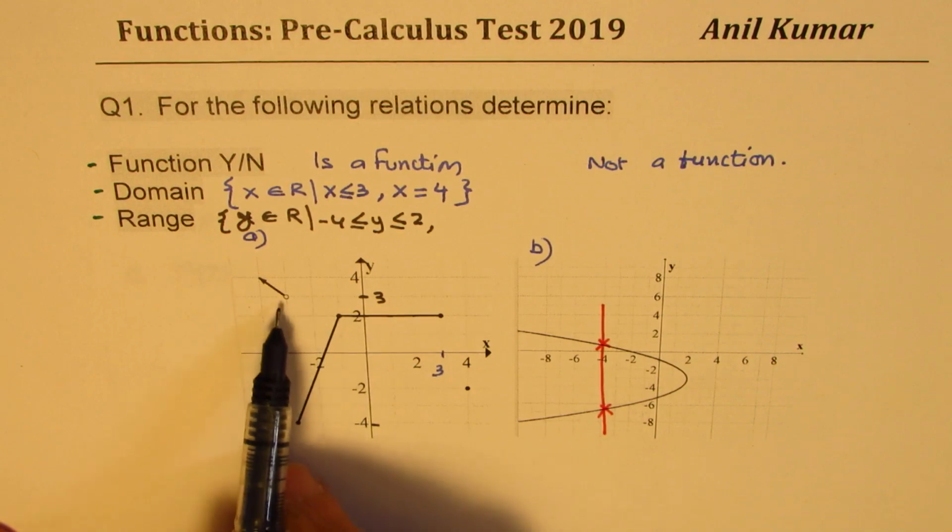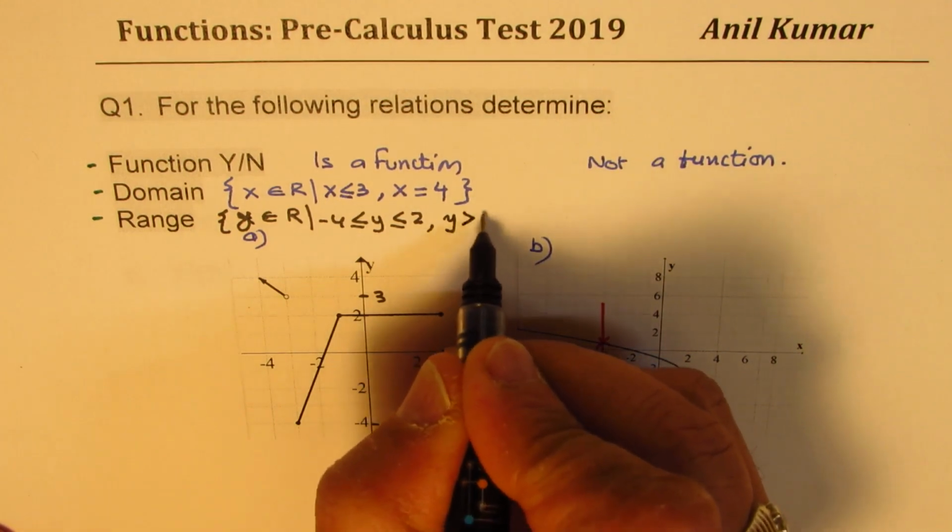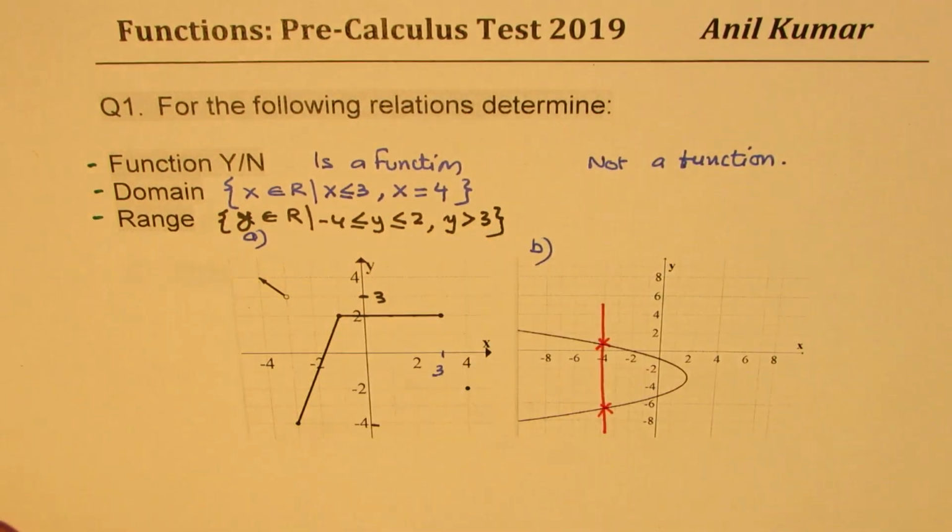And after that is greater than 3. Do you see that? It's greater than 3. 3 is not included. And then y is greater than 3. So that is how, for a split function as shown here, you need to write the domain and range, right? This is not known to some of the students, so I hope that helps.